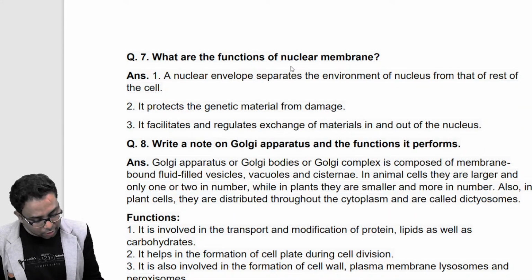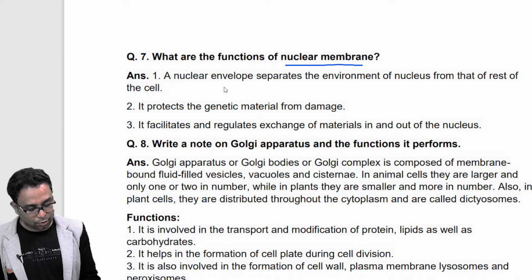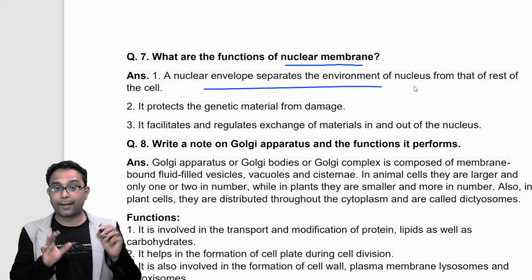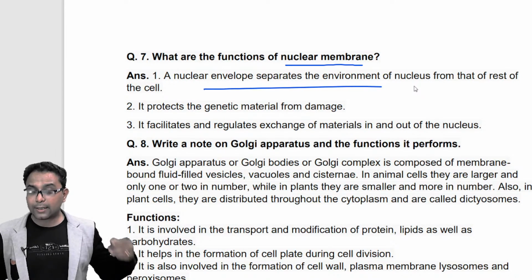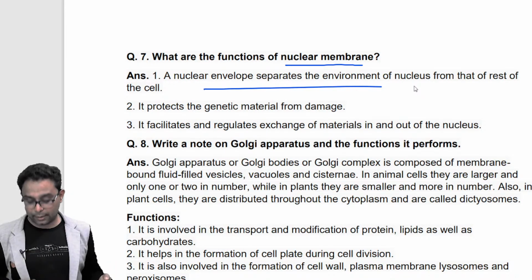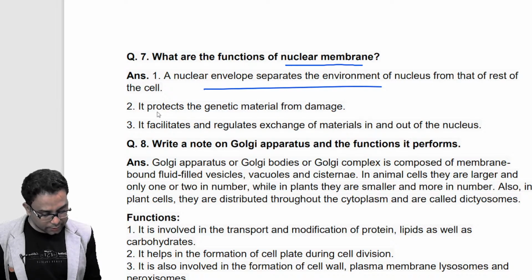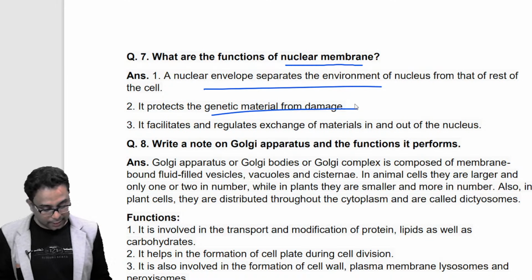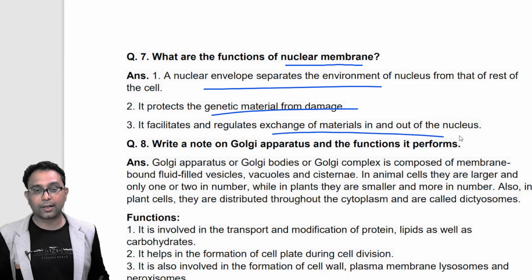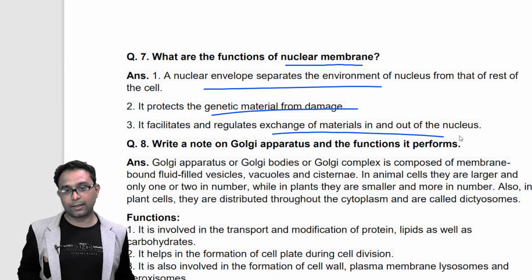What are the functions of the nuclear membrane? The nuclear membrane separates the environment of the nucleus from the rest of the cell. Its function is to protect the genetic material from damage, and it facilitates and regulates the exchange of material in and out of the nucleus.